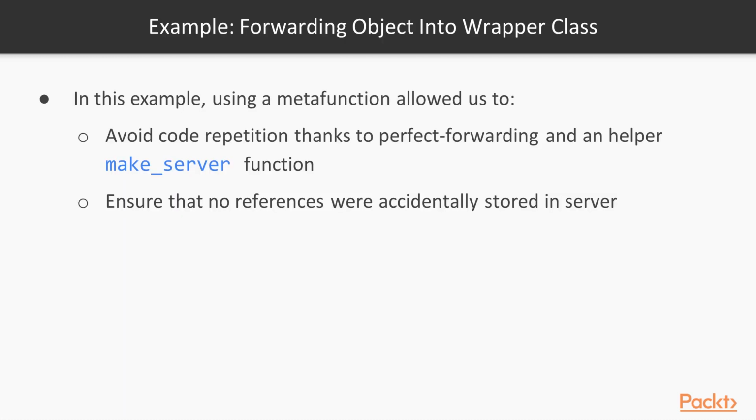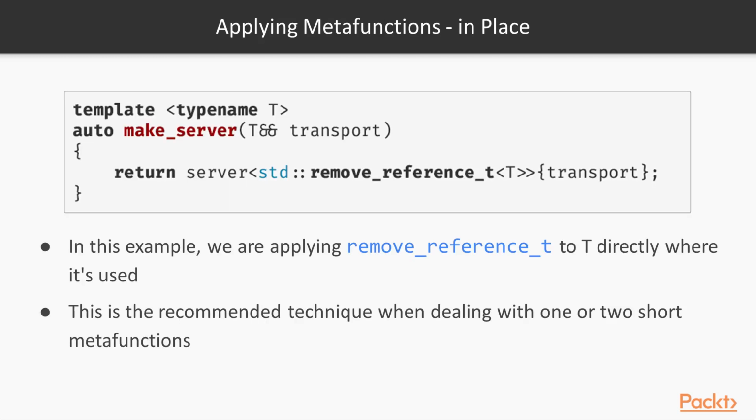In this example, using a metafunction allows us to avoid code repetition thanks to perfect forwarding and a helper make server function, and ensure that no references were accidentally stored in the server instance. As you've seen in the previous slides, we applied the remove_reference_t metafunction in place. This means that we're calling it directly where it's used. This is the recommended technique when dealing with one or two short metafunctions.